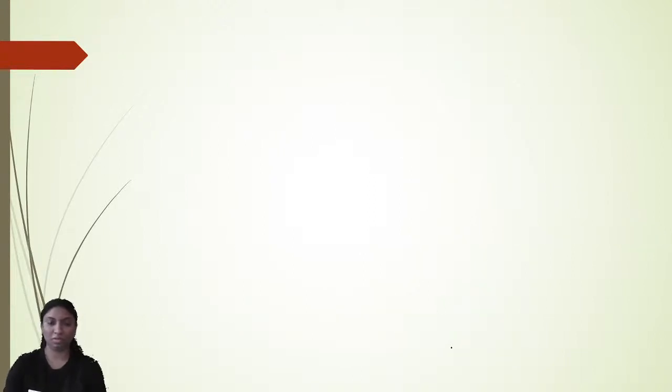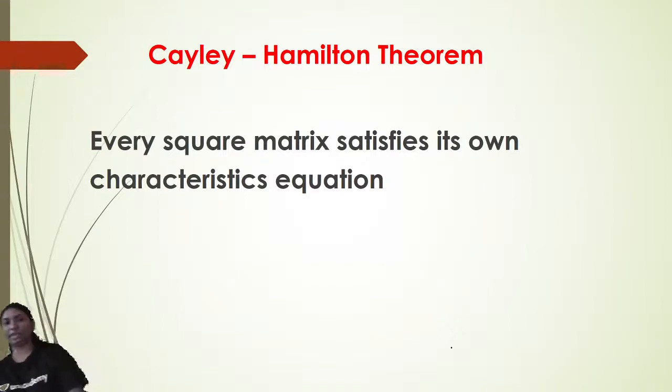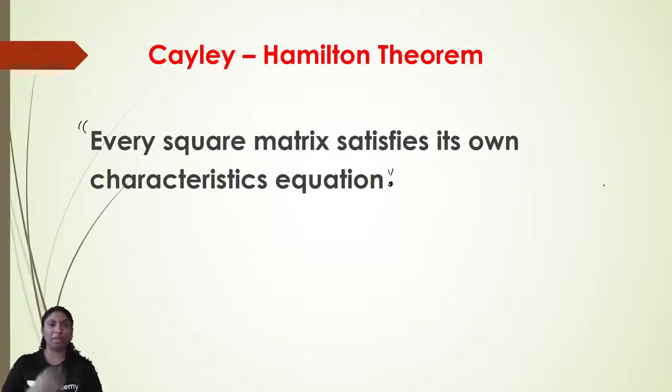See, next one, that is our next point, the Cayley-Hamilton theorem. What do you mean by Cayley-Hamilton theorem? Every square matrix satisfies its own characteristic equation. This is very, very important. This theorem is known as Cayley-Hamilton theorem. A square matrix means the number of rows and number of columns are the same.